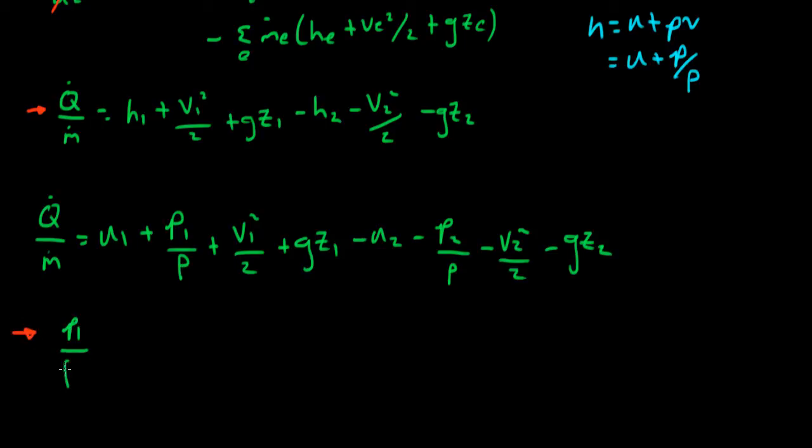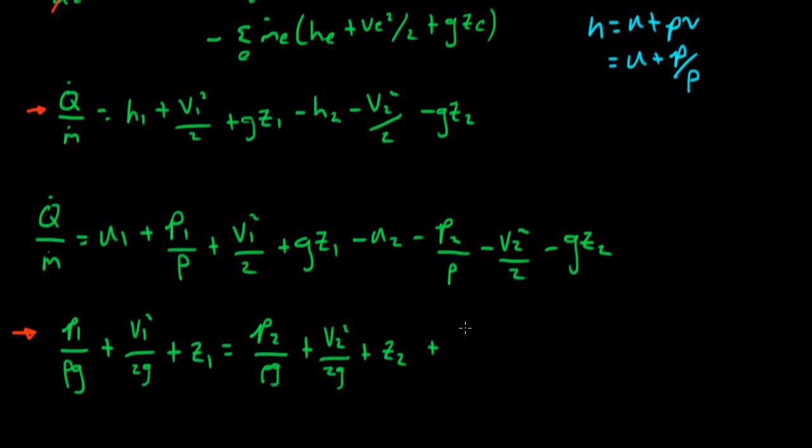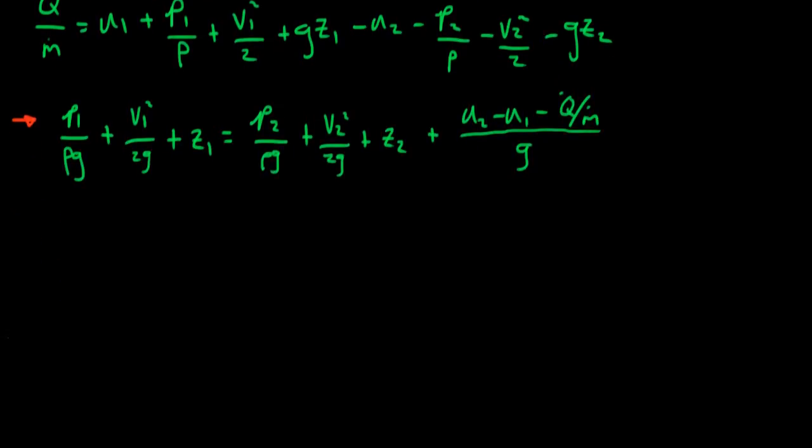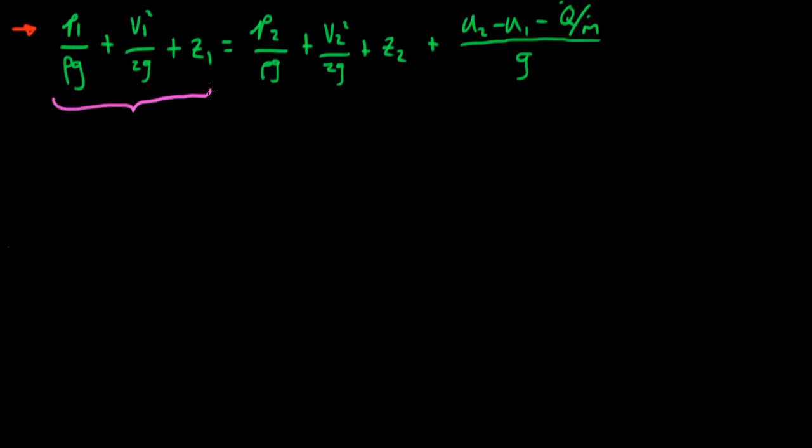Rearranging, we arrive at the pressure at station 1 divided by the density times the acceleration due to gravity, plus the velocity at station 1 squared divided by 2 times the acceleration due to gravity, plus the elevation at station 1, all equal to the same terms at station 2, plus the specific internal energy at station 2, minus the specific internal energy at station 1, minus the heat transfer rate divided by the mass flow rate, all divided by the acceleration due to gravity. Inspecting, we see that the left-hand side is the total head at station 1, and the right-hand side is the total head at station 2, plus this remaining term, which we call the head loss.